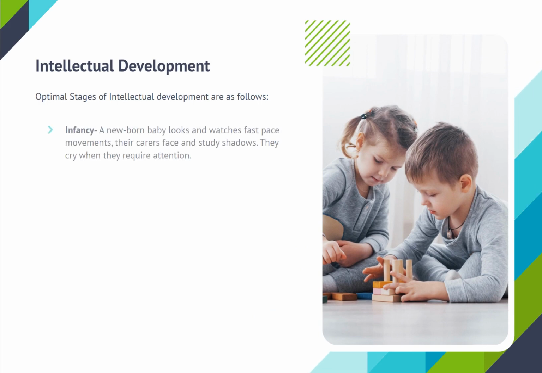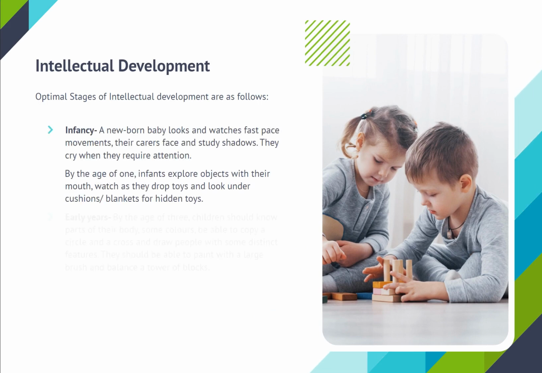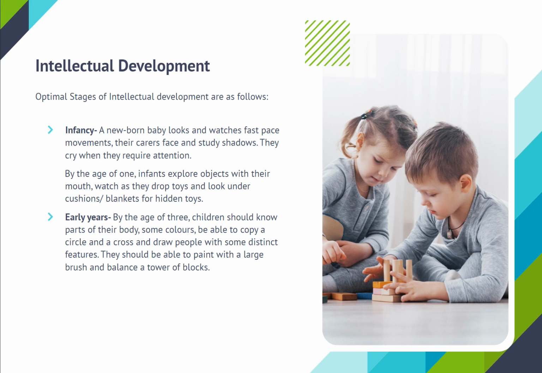Optimal stages of intellectual development are as follows. Infancy. A newborn baby looks and watches fast-paced movements, their carer's face and studies shadows. They cry when they require attention. By the age of 1, infants explore objects with their mouth, watch as they drop toys and look under cushions or blankets for hidden toys.